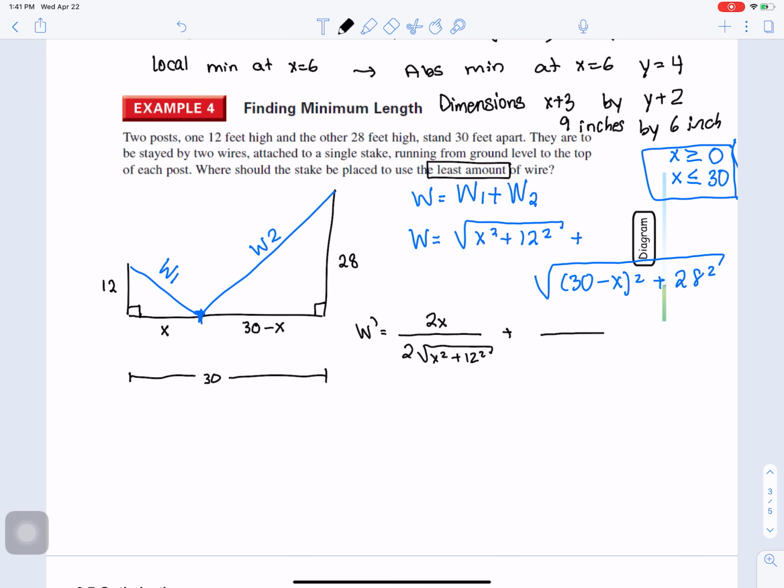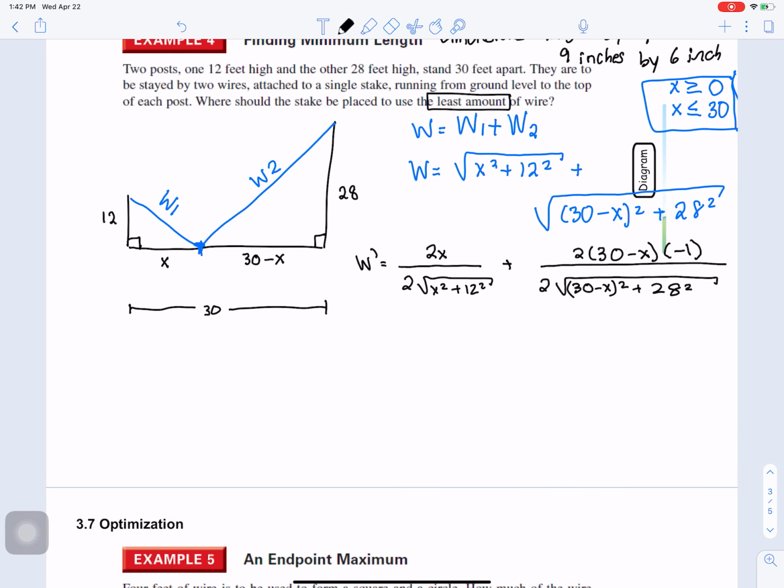Plus my derivative of the second term is 1/2 times the stuff to the minus 1/2. And I'm automatically going to put that stuff on the bottom with the square root over it. Hopefully you've done this derivative many times. And then the derivative of the inside is chain rule. So it's going to be 2 times 30 minus x. And the derivative of 30 minus x is minus 1.